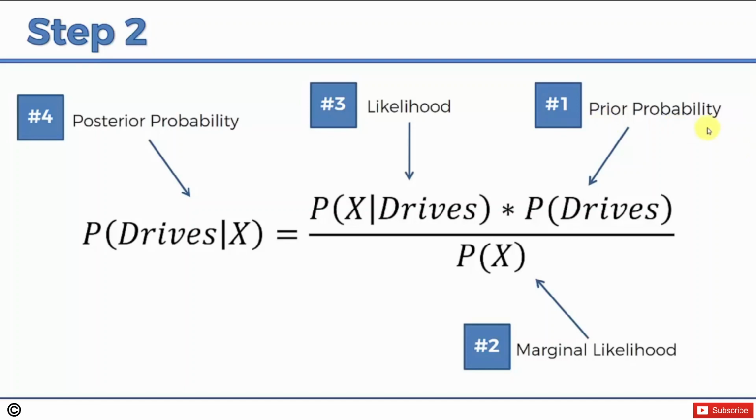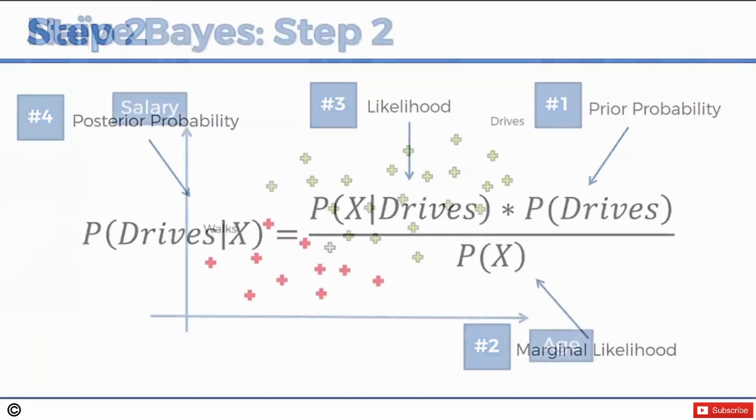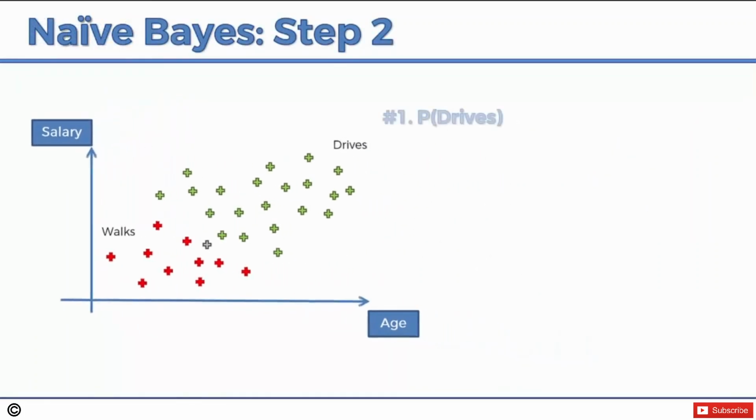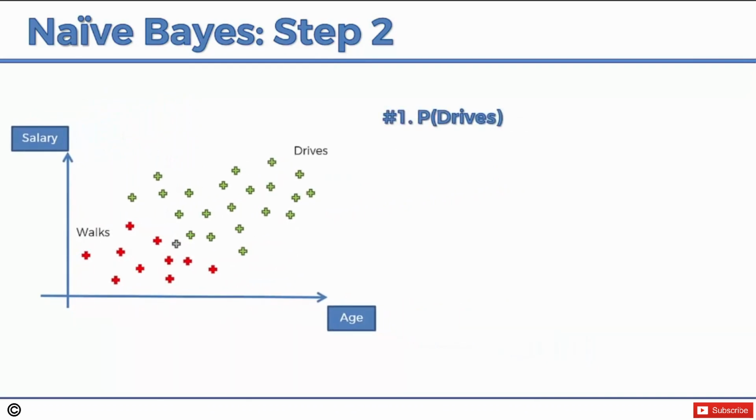First, we're going to calculate the prior probability. Then we're going to calculate the marginal likelihood. And then we're going to calculate the likelihood. And you can compare along the way if you got the same results. So let's go through it. There's our dataset, and now let's move it to the left to make some space. And the first thing we're going to calculate is the prior probability.